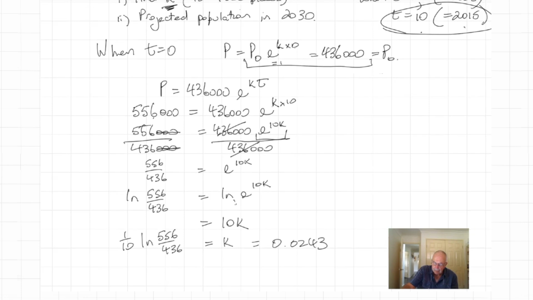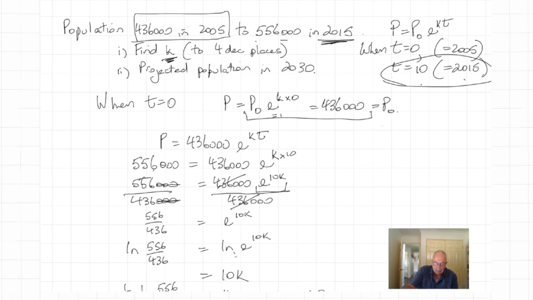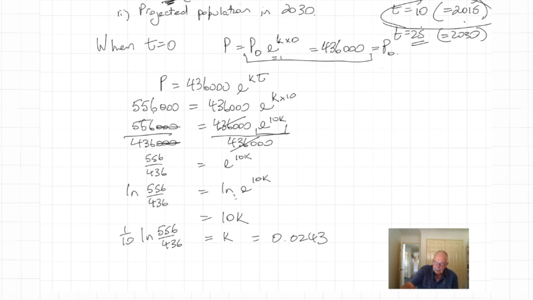Now the second part of the question, that was the first part of the question. The second is the projected population in 2030. Now in 2030, go back up here, how many years after our initial? Now don't forget we said t is 0 in 2005, so t will be equal to 25. So we're going to use t equals 25.